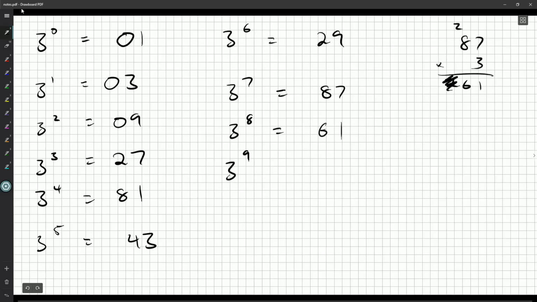I don't, off the top of my head, know 3 to the 9. Okay, I'm fully willing to admit that. But this should be 183, just mentally multiplying 61 by 3. We don't care about the 1. It's 83. The last 2 digits are 8 and 3. 3 to the 10. Now, I'll do 3 to the 10. So 83 times 3. What are the last 2 digits of 3 to the 10?